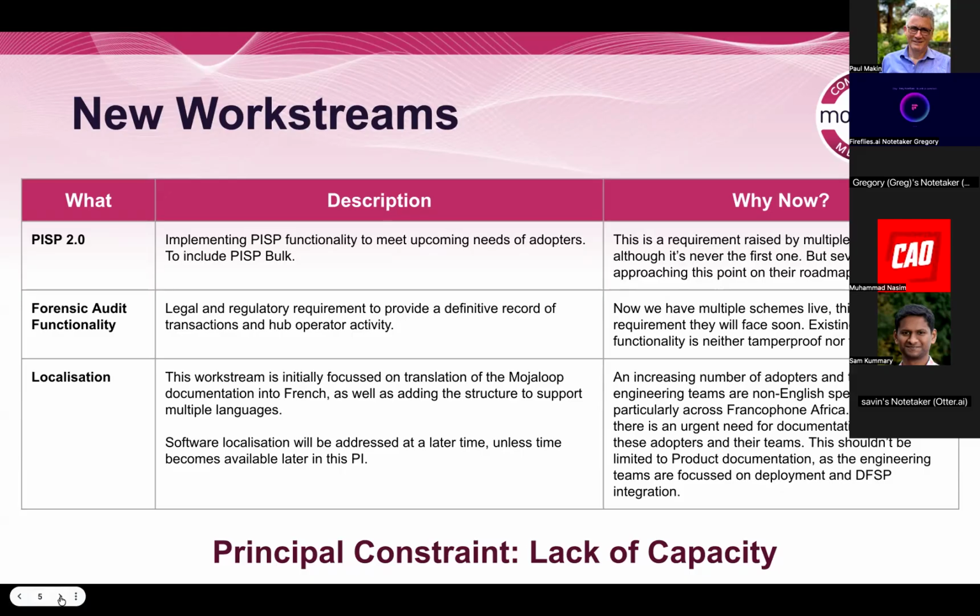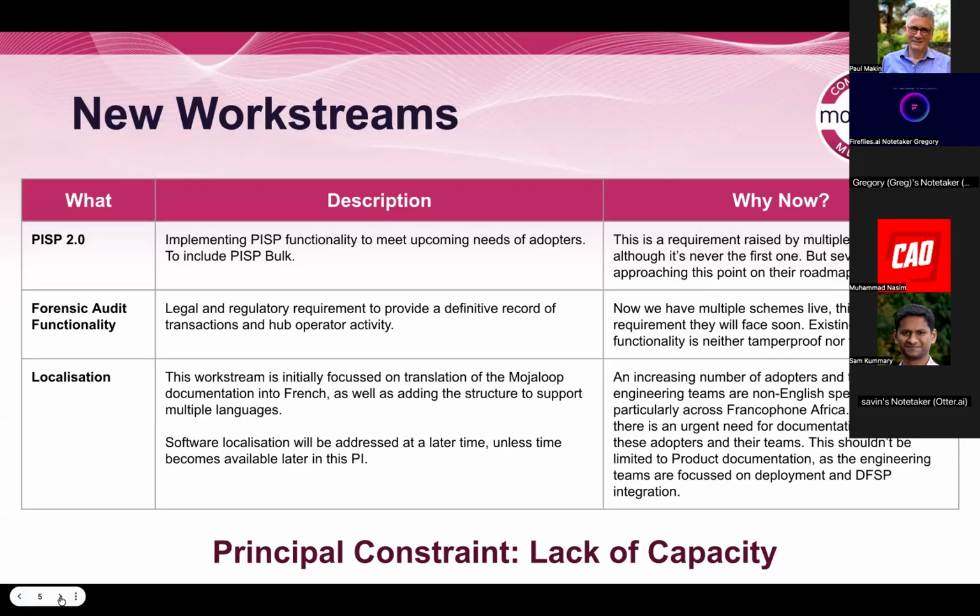Forensic audit functionality. We have an audit capability within the Mojaloop ecosystem, but it's not forensic. So we have an active work stream now looking to improve our audit capabilities to improve the reliability to a legal standard. And that is something that will come as a requirement fairly soon for a number of adopters.